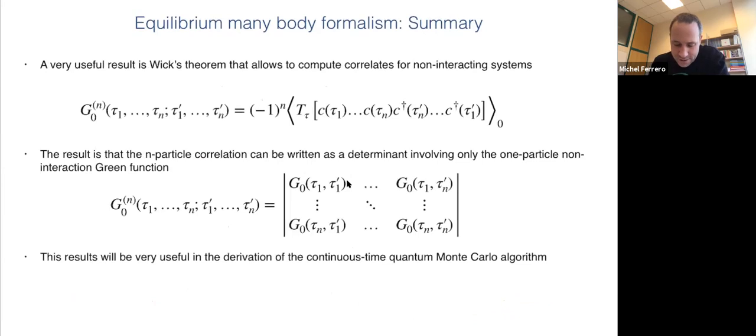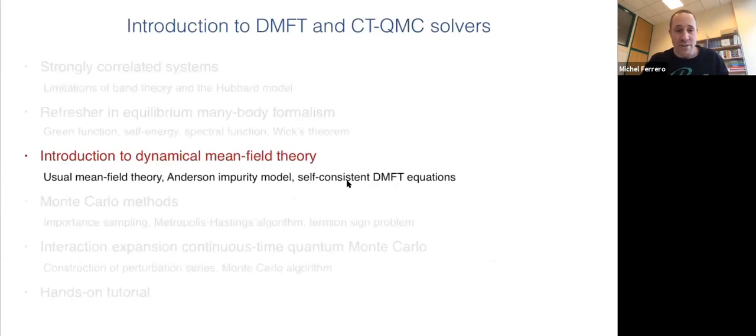Very good. Last thing is Wick's theorem, sorry, but we just had it, so I'll go quickly. If I want to compute a correlator in a non-interacting system, this n-particle correlator can be expressed as a determinant that only involves single particle Green's functions, which is an important result for what we'll do later. Great. And next time, I'll start with DMFT. So do you have any questions?